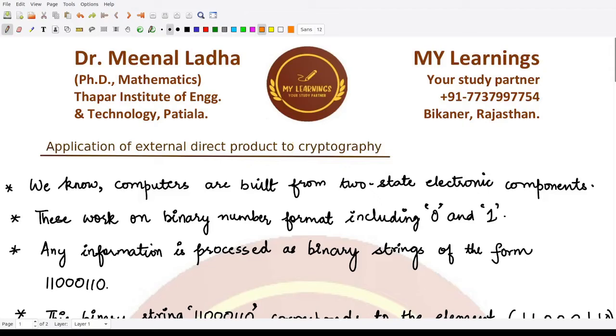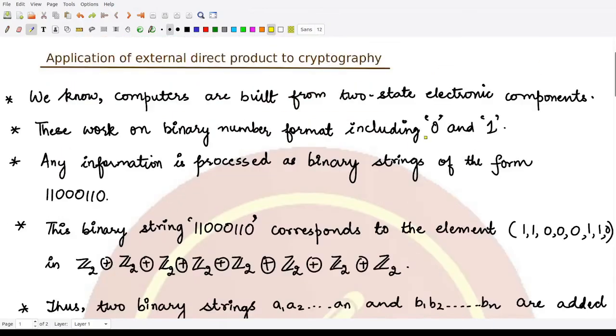All of us know that computers are built from two-state electronic components, right? Those components use 0 and 1 format. 0 represents the off situation, 1 represents the on situation. So whatever information is processed by these computers, they basically use it in binary string form. Any information is first of all converted into strings which contain 0s and 1s. For example, we have one such string.